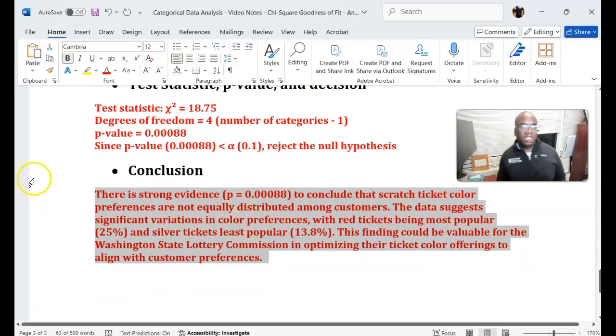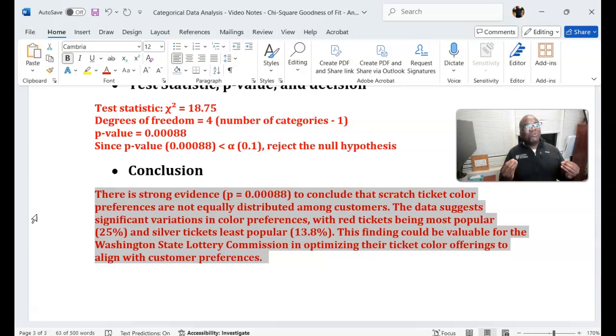Okay, the data suggests significant variations in colors, with the red tickets being the most popular, so maybe you should keep most of them red, and the silver tickets are the least popular. Maybe you shouldn't have any silver tickets. Okay, and this is valuable. Say, for example, you're trying to maximize customer preferences, as well as your sales and revenue.